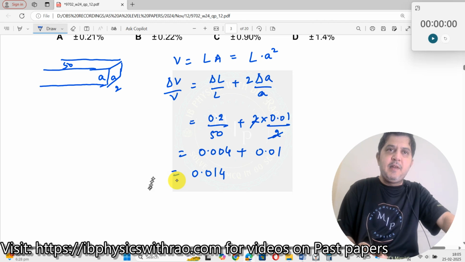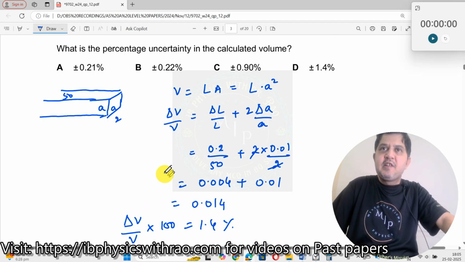Okay, and if I multiply, this is what? This is relative uncertainty. If I multiply this by 100, what do I get here? I get this as 1.4%. This is the right answer, plus or minus 1.4%. D is the right answer.